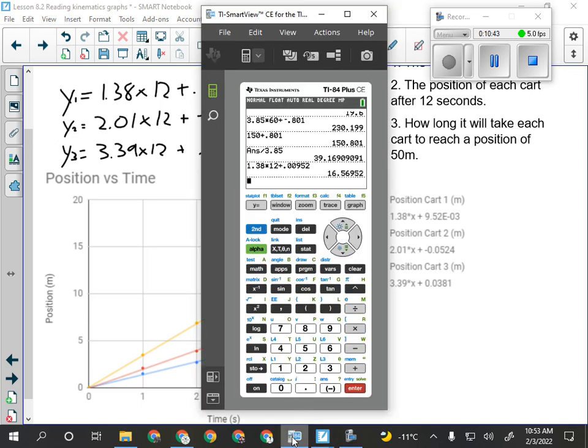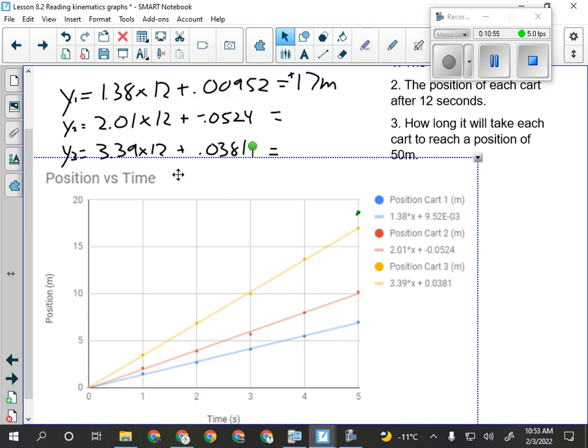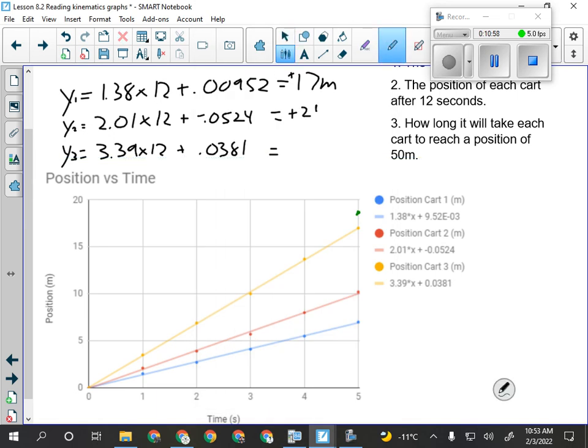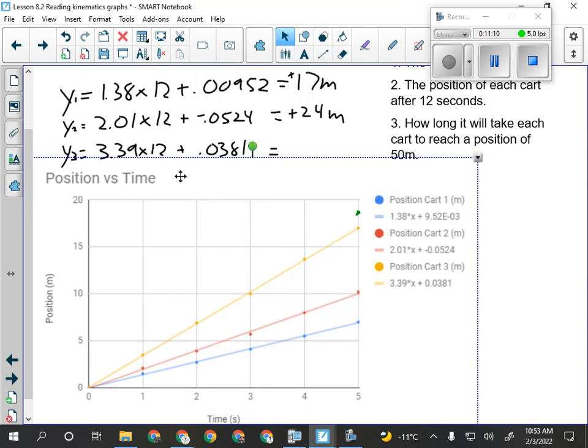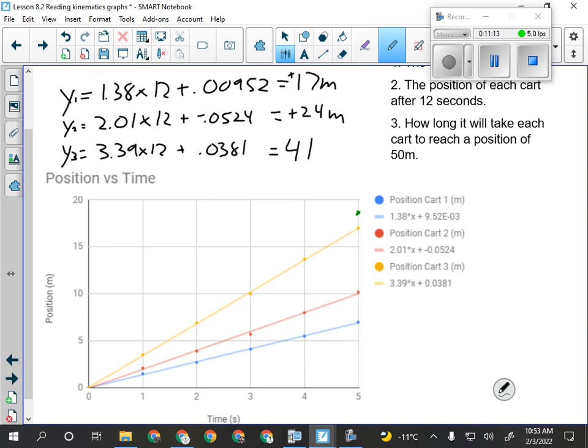And then for our next one, 2.01 times 12 plus negative 0.0524. So we're looking at 24 meters. And for number 3, we're looking at 3.39 times 12 plus 0.0381. So we're looking at 41 meters there. And that makes sense because the fastest cart was cart 3. It should have gone further than the other ones.